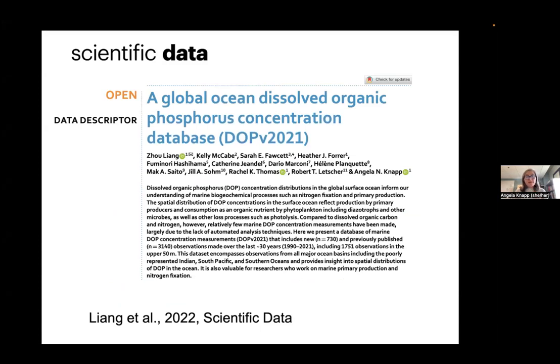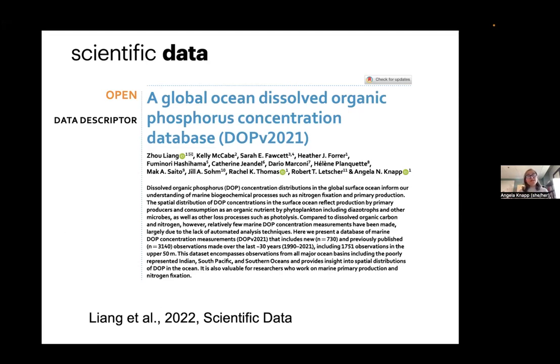And so one of the things that I've been working on, and I want to give credit to my PhD student, Zhou Liang, he's done a lot of the work that I'm going to be showing you next, and it's really fantastic work, is last year we published this global dissolved organic phosphorus concentration data set. So this is the first time there's been a high quality DOP concentration data set. We've made hundreds or thousands of DOP concentration measurements in my lab, and Joe has been leading this effort.